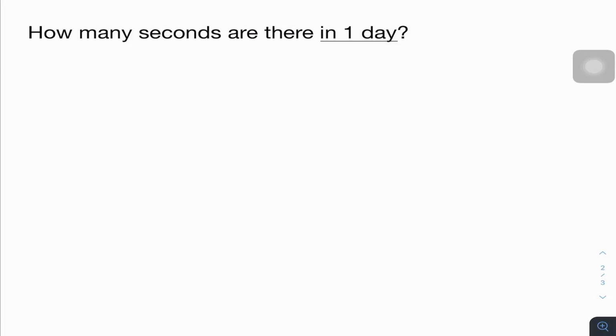How many seconds are there in 1 day? Now this is a really simple problem, but this will give you an idea of how to work with more complex unit conversions with more than 1 unit. So we have to convert from 1 day to seconds.